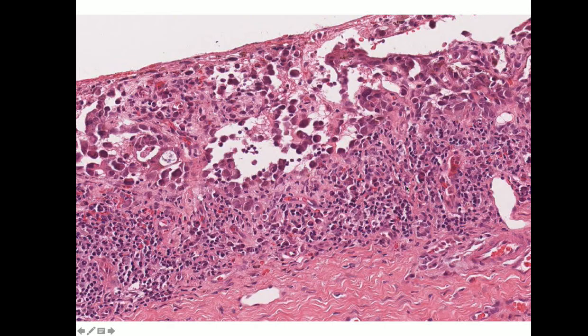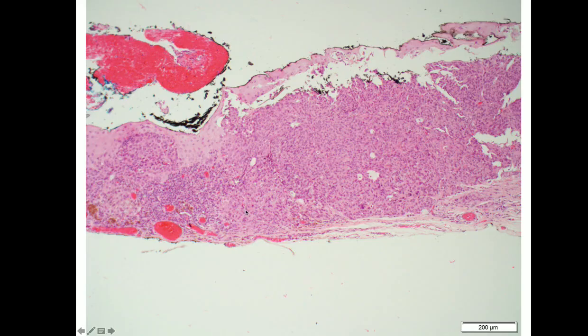This is what a conjunctival melanoma, an early one, looks like. This is the conjunctival surface, and a lot of this disease is in situ, but we've got some melanoma cells starting to invade into the stroma. Here is another case where most of the disease is in the stroma, and that's the conjunctival surface.